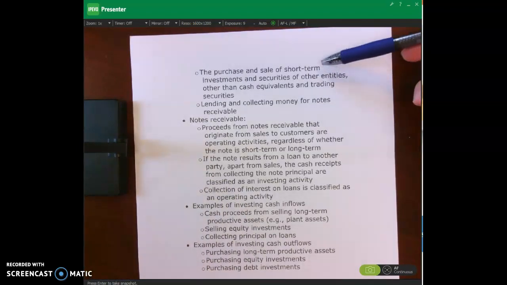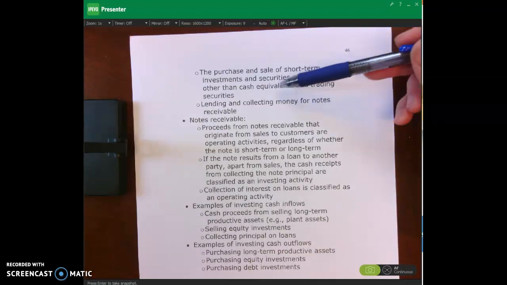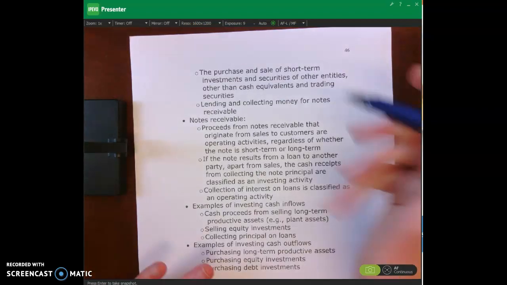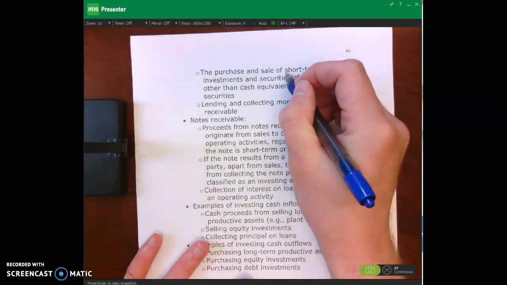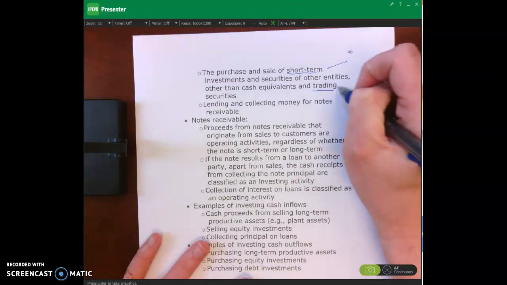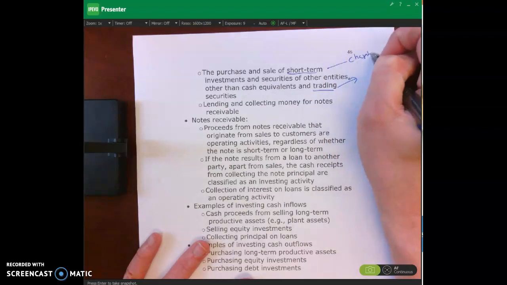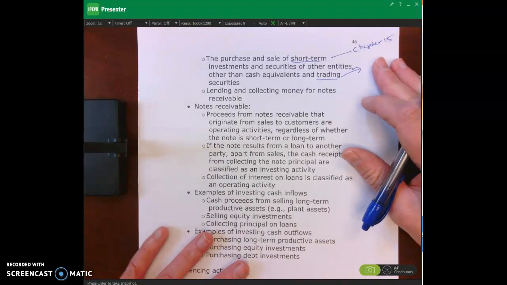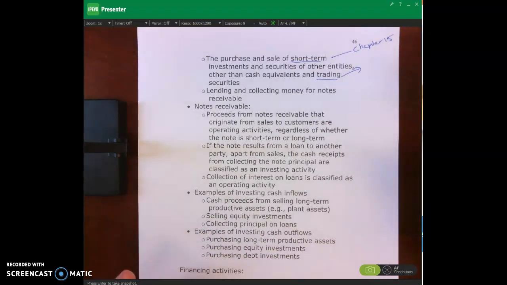but it could also be with the purchase and sale of short-term investments, and then also securities of other entities other than cash equivalents and trading securities. So this right over here, trading securities and buying short-term investments, that relates to Chapter 15. And again, as I talk about in Chapter 15 lecture videos, which I've saved Chapter 15 for the end of the semester. You can certainly watch it ahead of time, but in your course pack, it's towards the end of the semester just because I want to come back to some debits and credits. So I save it there.